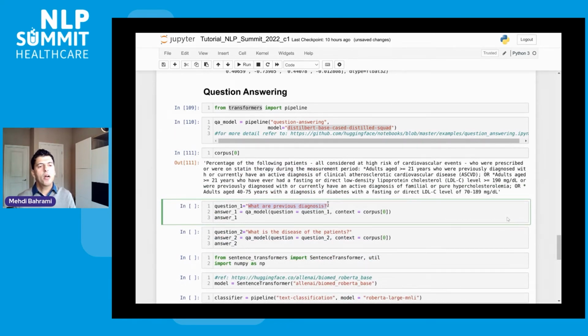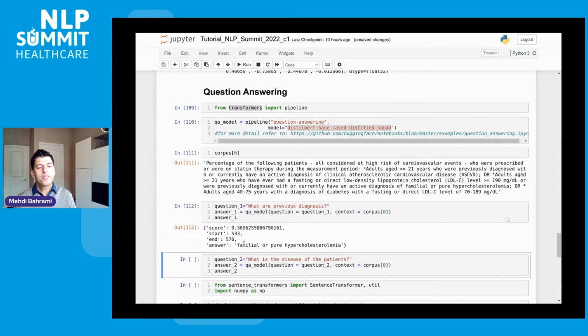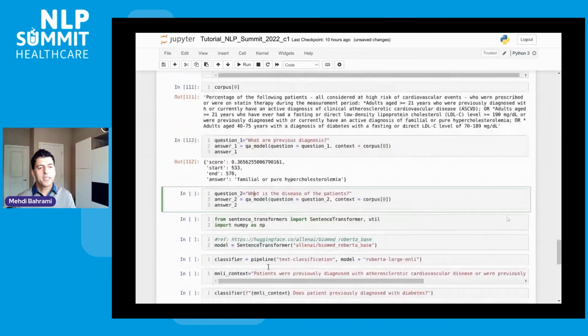Basically, if you recall, this is the text, and we're going to look at the context and answer based on it. As you can see, there is an answer in this text. Now, as you can see, it returns the answer: basically, it shows familial pure hypercholesterolemia. Then we get a score of 36. It also shows where it's located, so we can see where the answer is located in the context.